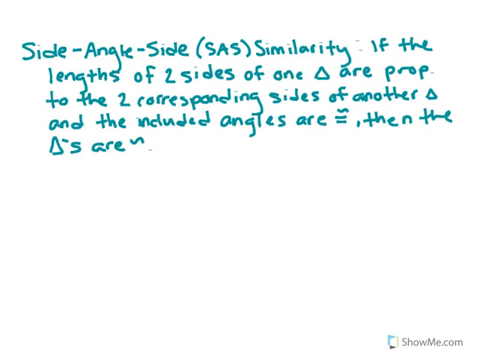What it means by this, I'm just going to do a quick picture here for you. So basically what it says is if this side and this side are proportional, and this side are proportional, and the angle in between them are congruent, then the triangles are similar. So this is a pictorial version of what this is saying. And we're going to take a look at an example to see exactly how to use this.